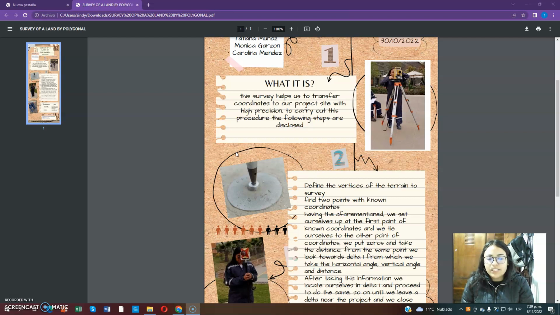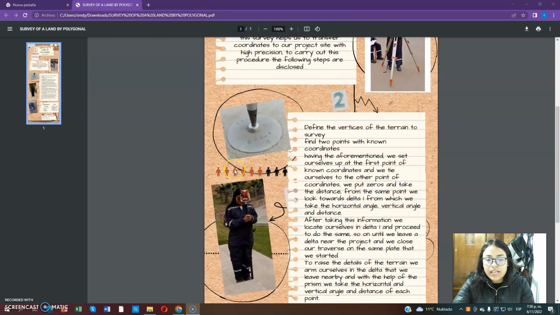Having the reference points, we set up at the first point with known coordinates and sight to the other point with known coordinates. We set zeros and take the distance. From the same point, we look towards delta 1, from which we take the horizontal angle, vertical angle, and distance.